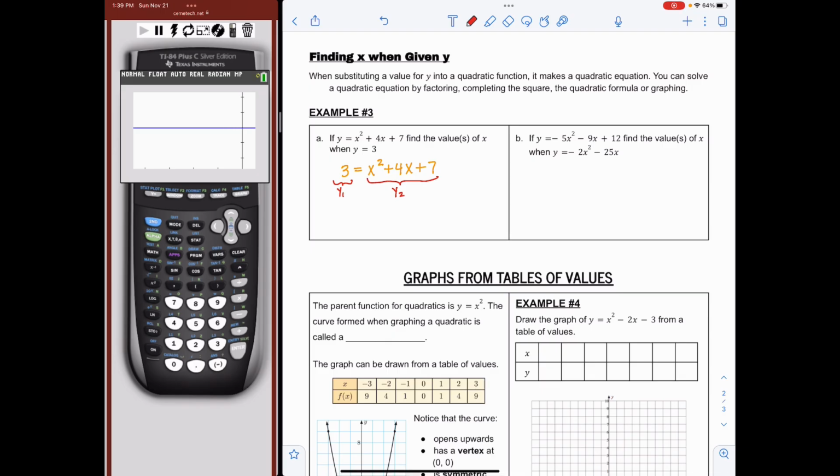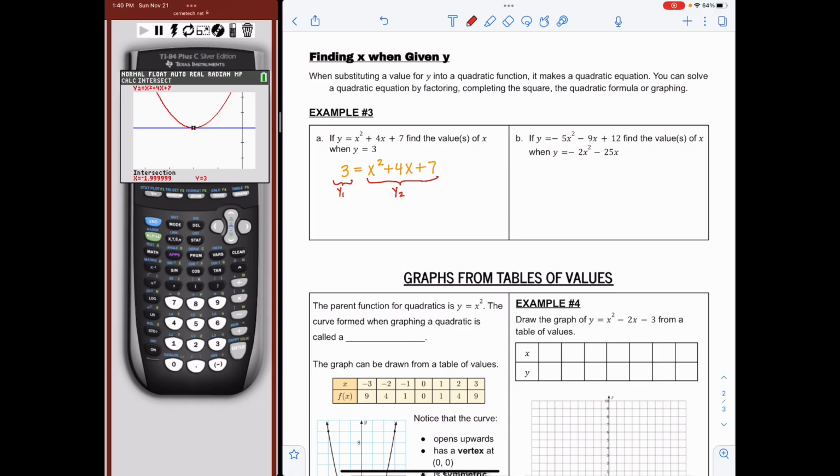because I want to see how many times it actually crosses, if it crosses more than once. And it looks to me like it only crosses once. So when I press second trace, I want to calculate their intersection. So I press number 5 and I'm going to press enter 3 times. And as you can see here, it says my intersection is x equals negative 1.9999999, and then y is equal to 3.